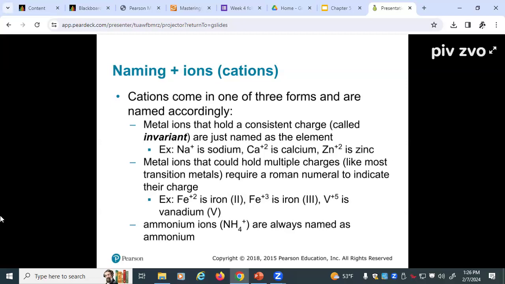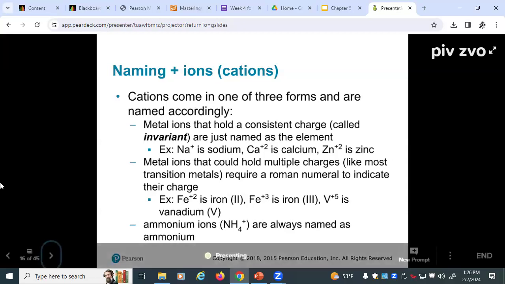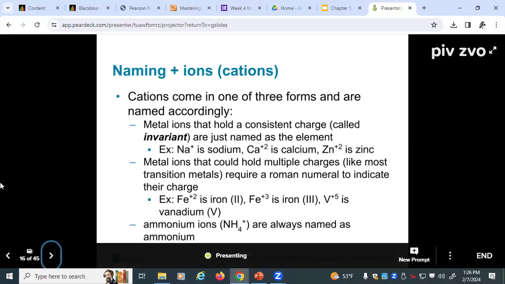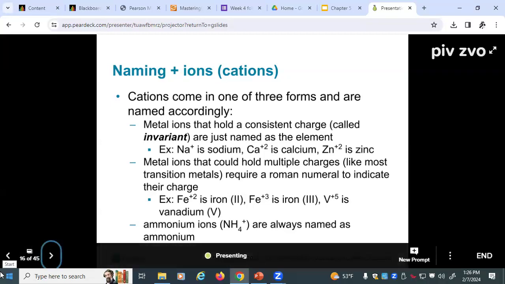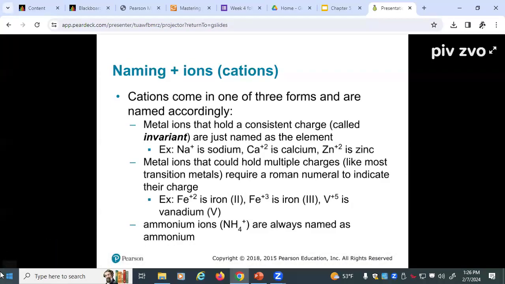So for example, let me show you on the periodic table where we can find these. It's actually really easy to identify. So if you have your periodic tables on you, this would be a good time to make a notation.